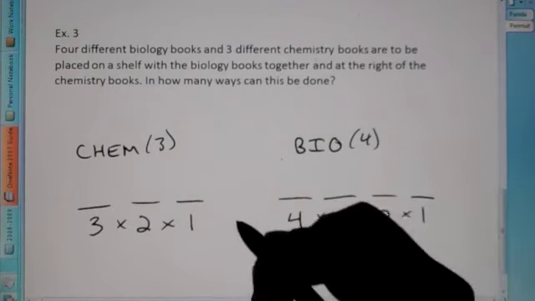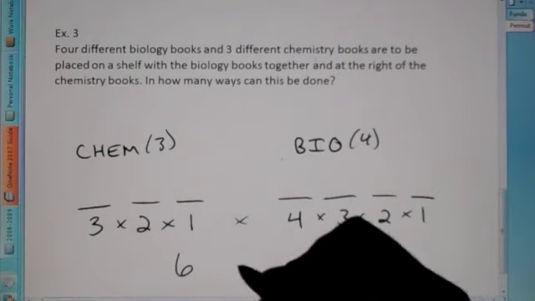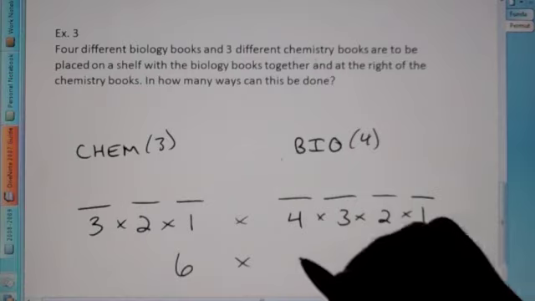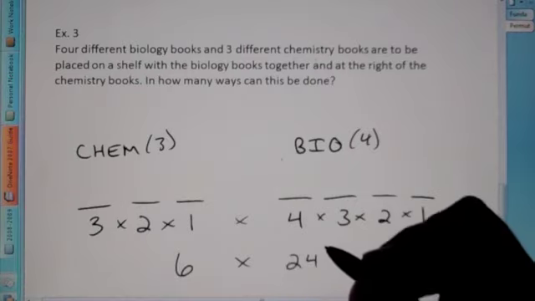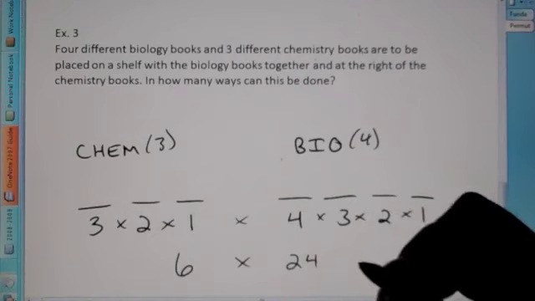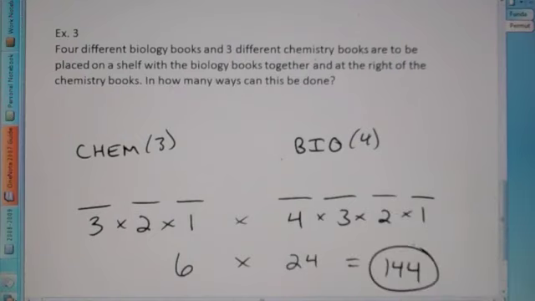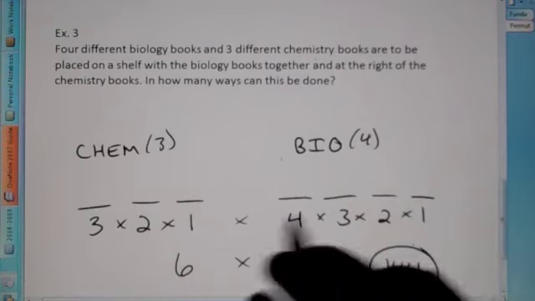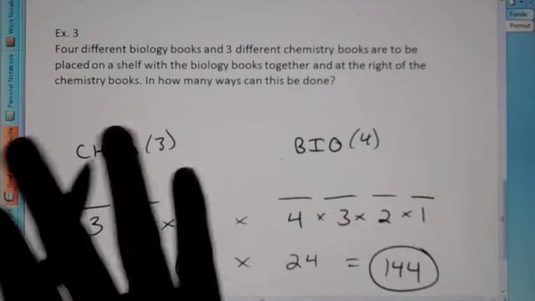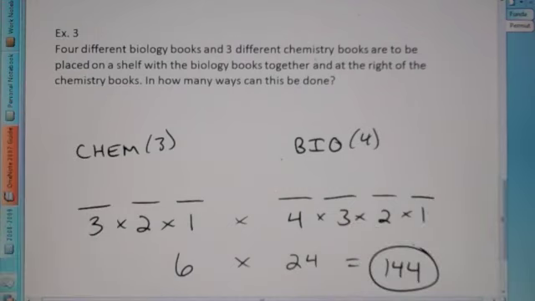So we're just going to multiply these numbers. We have 6 times 4 is 24, and 24 times 6 gives us 144. So that's how many ways. There's 144 different ways that you can set up where the 4 bio books are on the right and the 3 chem books are on the left. So 144 ways you can do that.